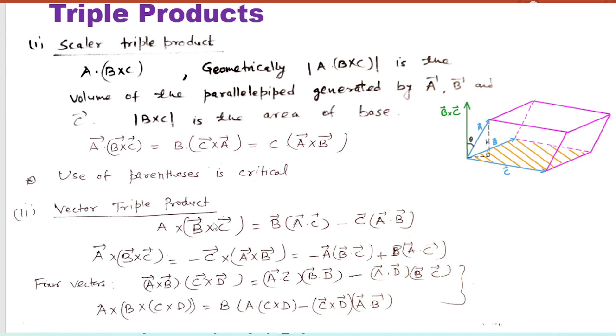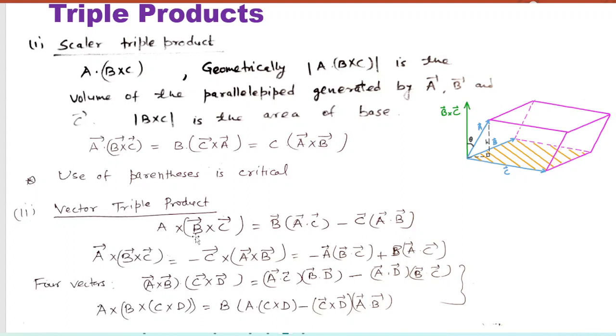Now the triple product. For the triple product again we have a vector. We have seen that B cross C, the product of two vectors, is always a vector. So a third vector A will have a dot product with this vector, A dot B cross C, and it gives us the volume of a cuboid or parallelepiped. So it is the volume of this cuboid.